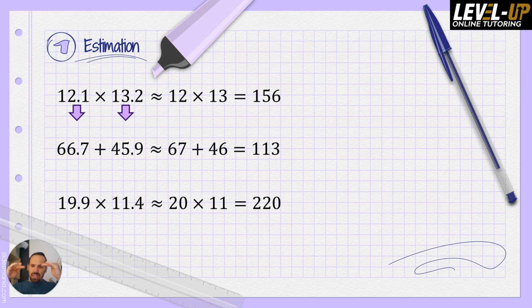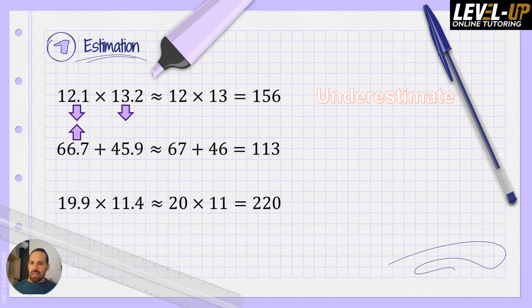So both of those values are now less than what they actually should be. And then you multiply those two together, the end result is going to be less than what it should be. So this is what's known as an underestimate. We've underestimated the true value. The true value is going to be a bit more than 156. So the error we've made is that we've got a value that's a little bit too small.